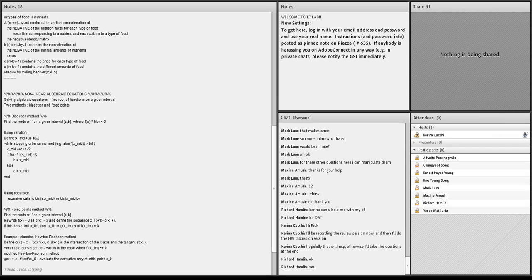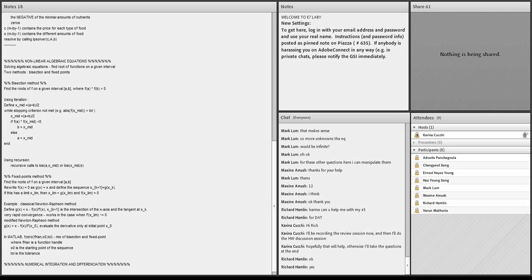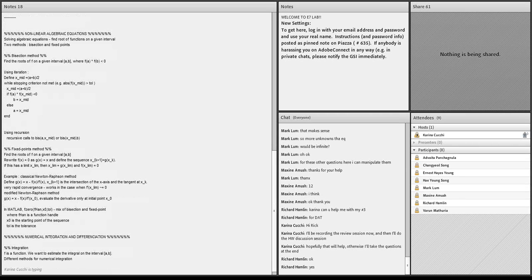So now let's move to the numerical integration and differentiation module. In this module, you learned how to estimate the integral of a function between 2 points. So if f is a function, the problem is that we want to estimate the integral on an interval ab. And you saw different methods for implementing numerical integration.